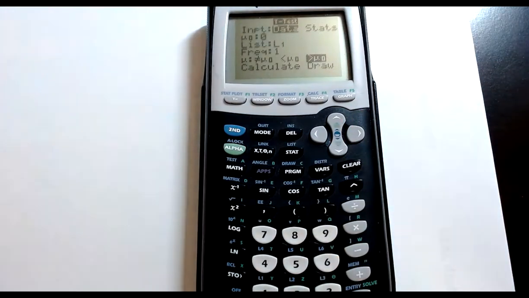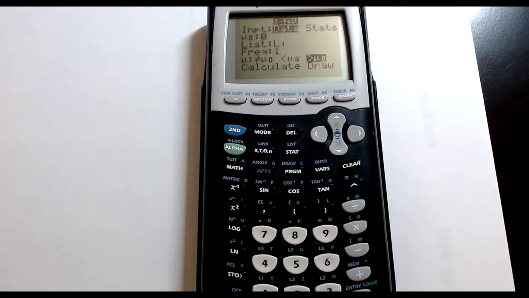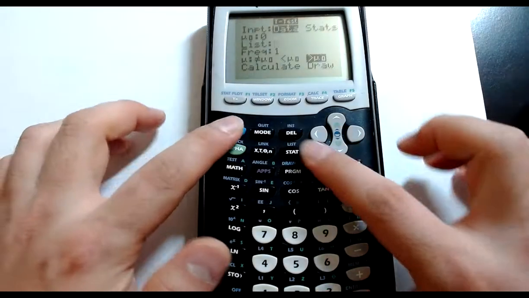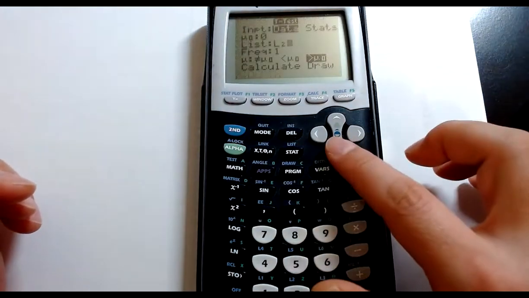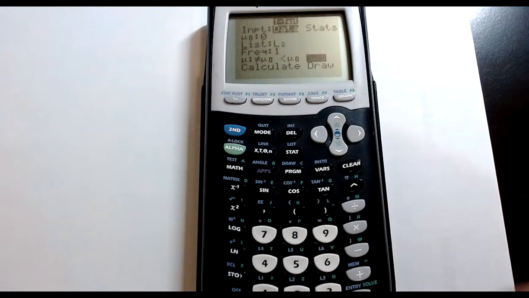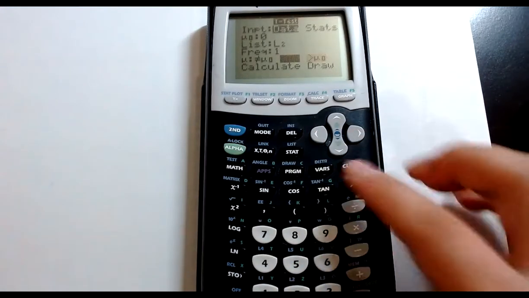For the t-test, using data, the mu0 must be mu sub d. Mu sub d is 0, because the claim is that the differences have a mean less than 0. So mu0 must be 0, and the list must be not L1 but L2. The alternative hypothesis is mu sub d less than 0, which is what we calculate.